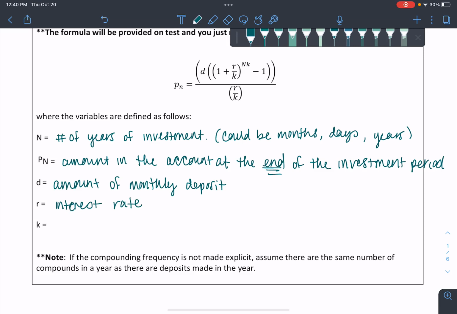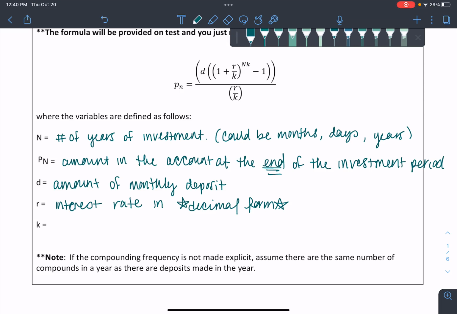I forgot the E there, interest rate. And that is, as we said before many times, in decimal form. Okay, so if the interest rate is 2%, we need to write that as 0.02, right? We're pretty familiar with that. You have to change it into a decimal form when it goes into the formula.